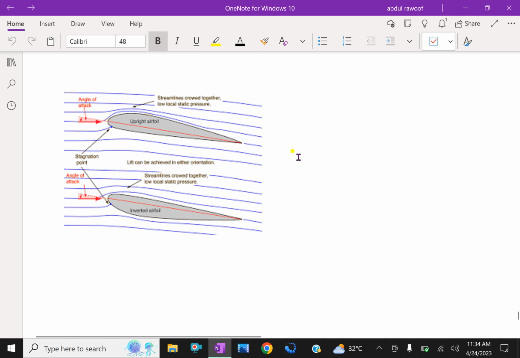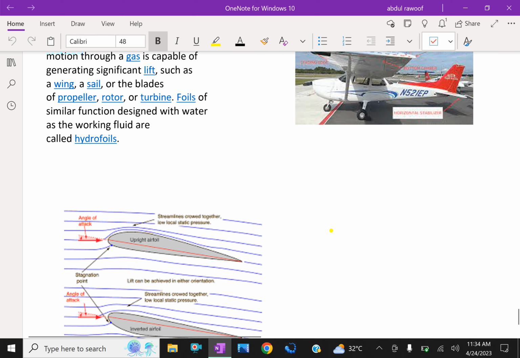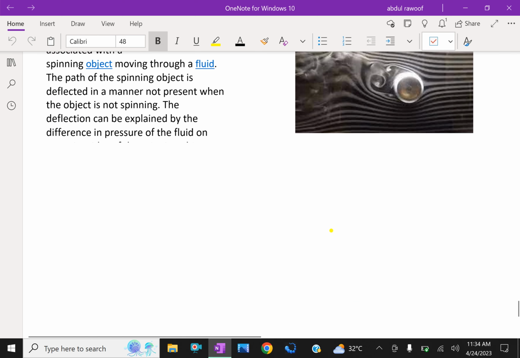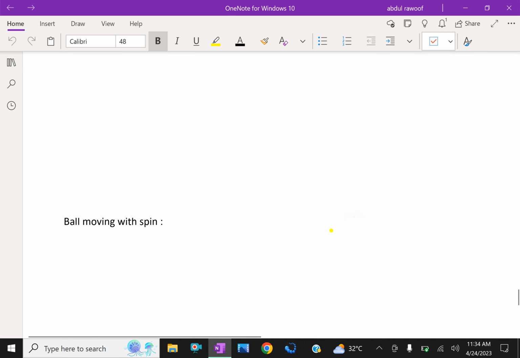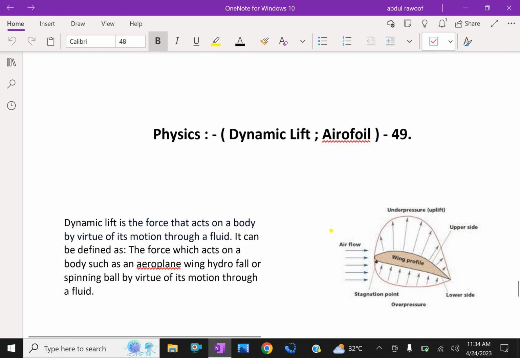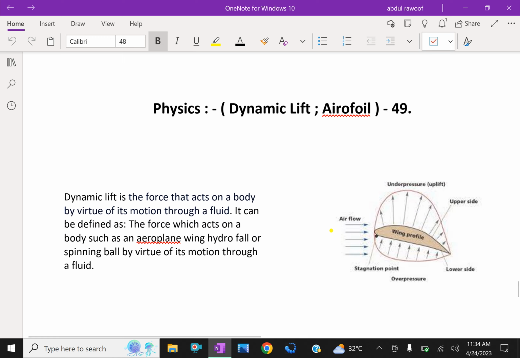Look here, this is an upward airfoil, and this is a downward airfoil. By balancing this, the flight can lift up, balance itself and move forward. So far, we have covered the Magnus effect as well as dynamic lift and airfoil.